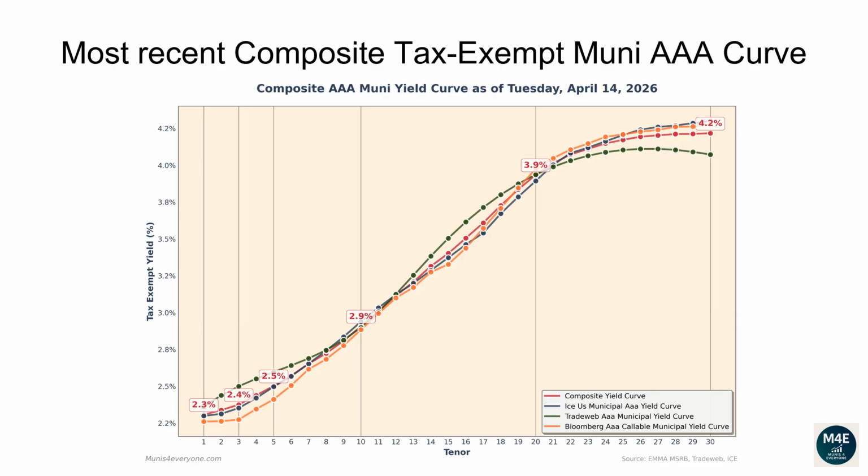The one-year composite tax-exempt yield is 2.31%. The two-year yield is 2.34%. The three-year yield is 2.38%. The 5-year yield is 2.5%. The 10-year yield is 2.91%. The 20-year yield is 3.93%. The 30-year yield is 4.22%.